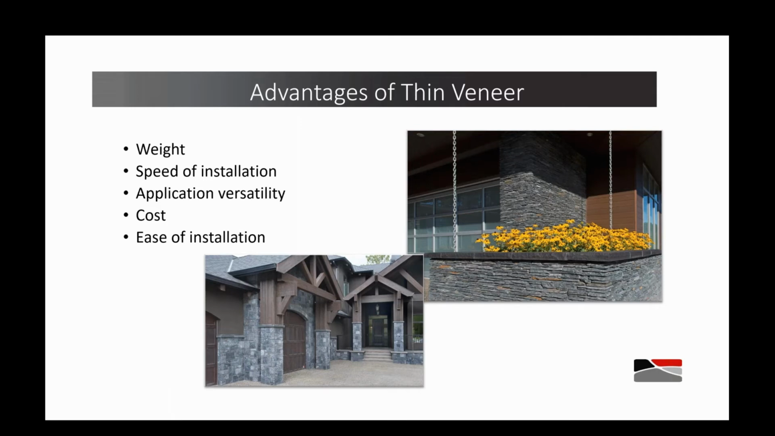So why use thin veneer? What are the advantages? Well, weight, speed of installation, application versatility, cost and ease of installation. Natural thin stone veneer typically weighs obviously less than full bed stone, and therefore it offers greater design flexibility and a wider possibilities as far as applications are concerned. It typically installs much faster than full bed masonry, which makes for a more productive site and can impact the bottom line. And it typically has a cost advantage over its full bed counterpart.